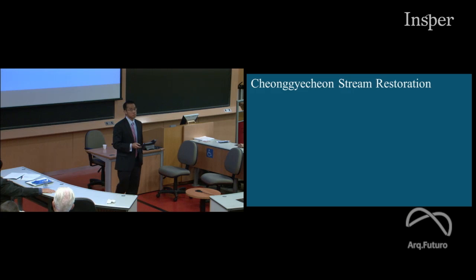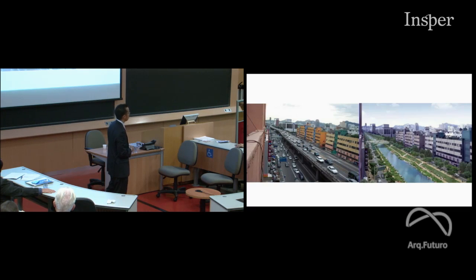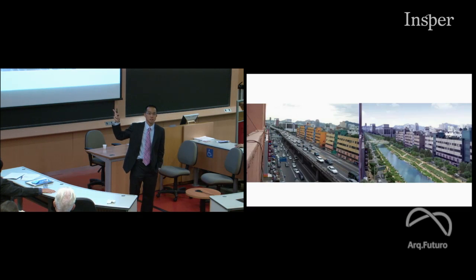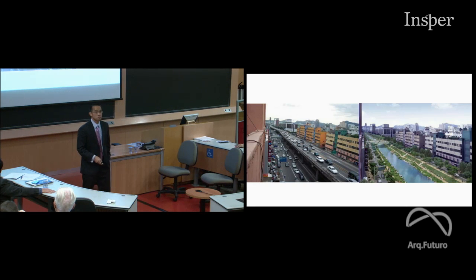Some of you may have heard this. This is probably one of the more famous examples of stream restoration. This is, I hope I don't butcher this, the Cheonggyecheon Stream Restoration Project in Seoul. So on the left is what used to be there. This is an elevated highway with roads and infrastructure beneath it. And on the right is what's there today, a stream that's been fully restored to what it used to be.